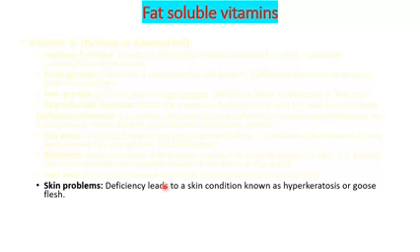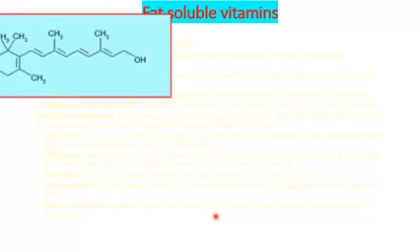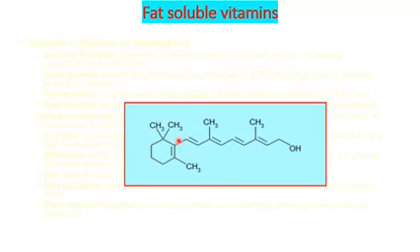Skin problems: hyperkeratosis is the disease, or goose flesh is the condition, which is due to the deficiency of vitamin A. And poor immune function. So vitamin A deficiency makes people prone to infections, and this is the structure of vitamin A. So here you have alternate double bonds.